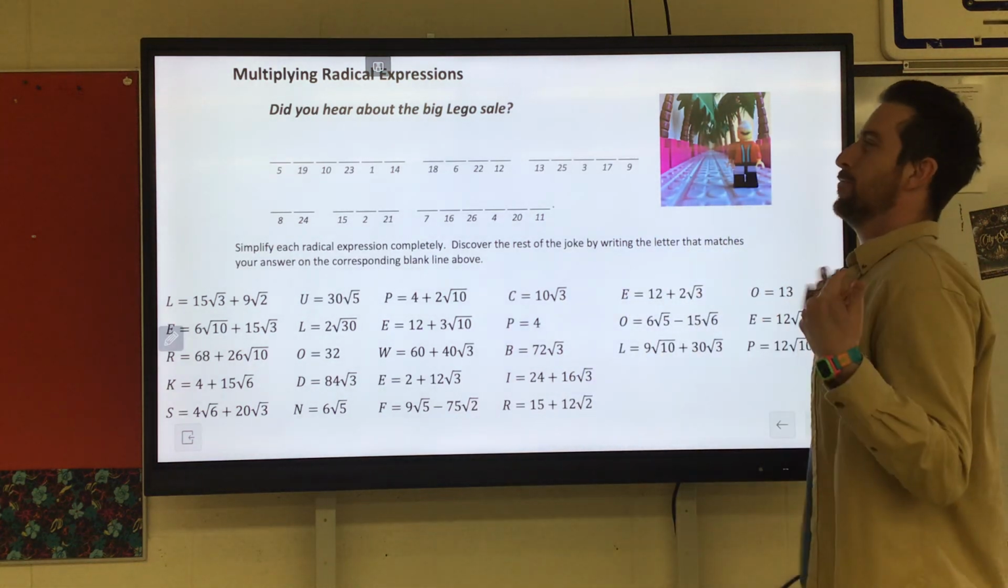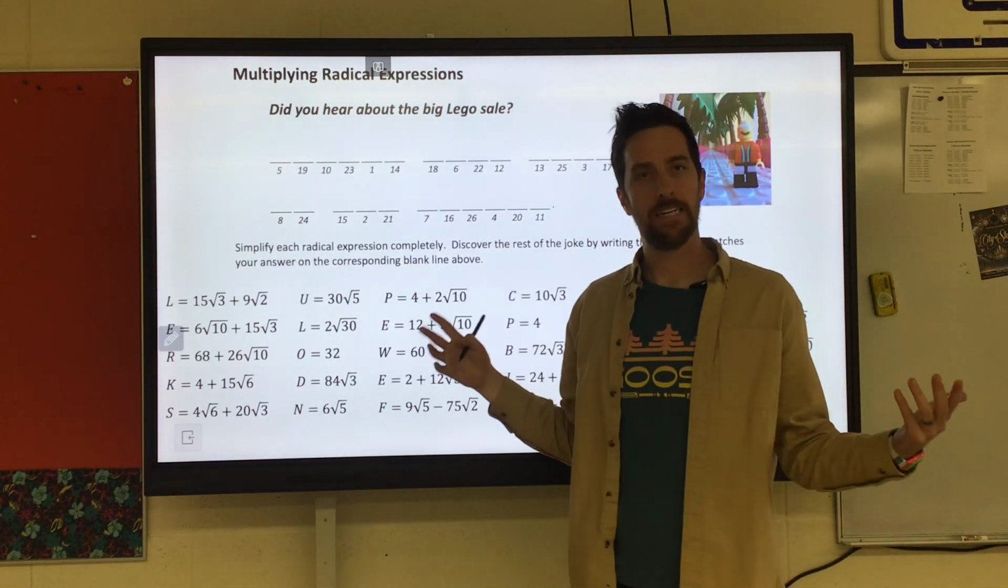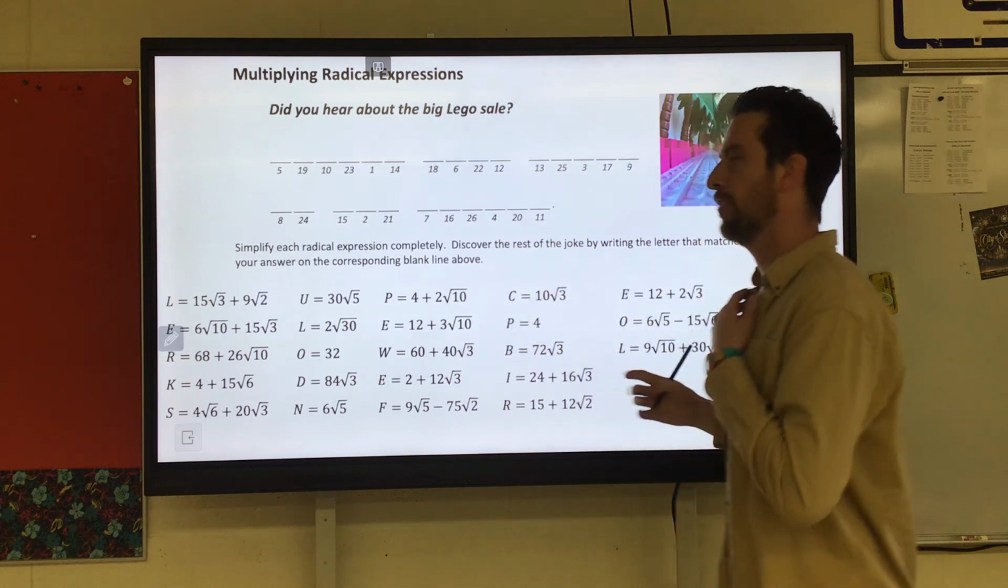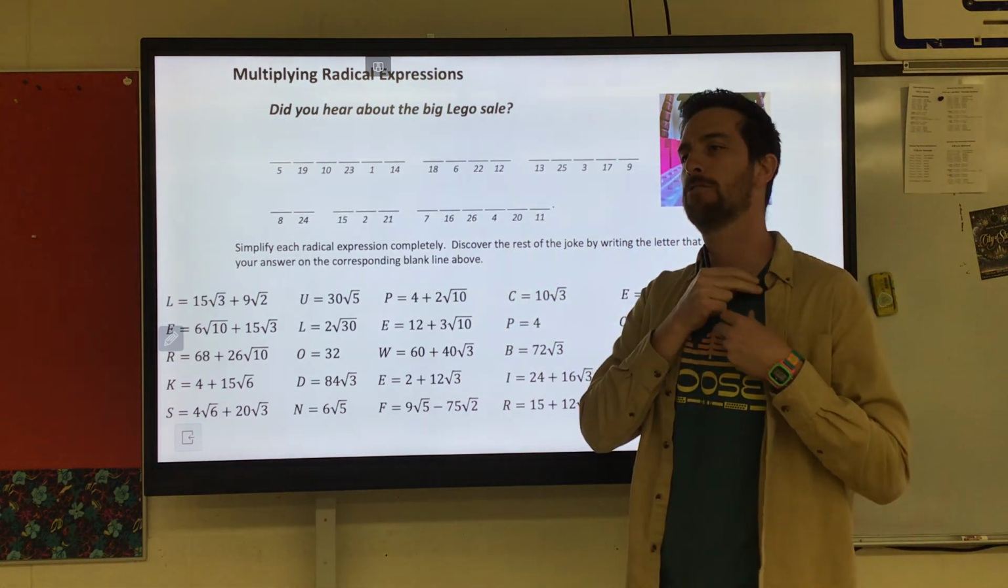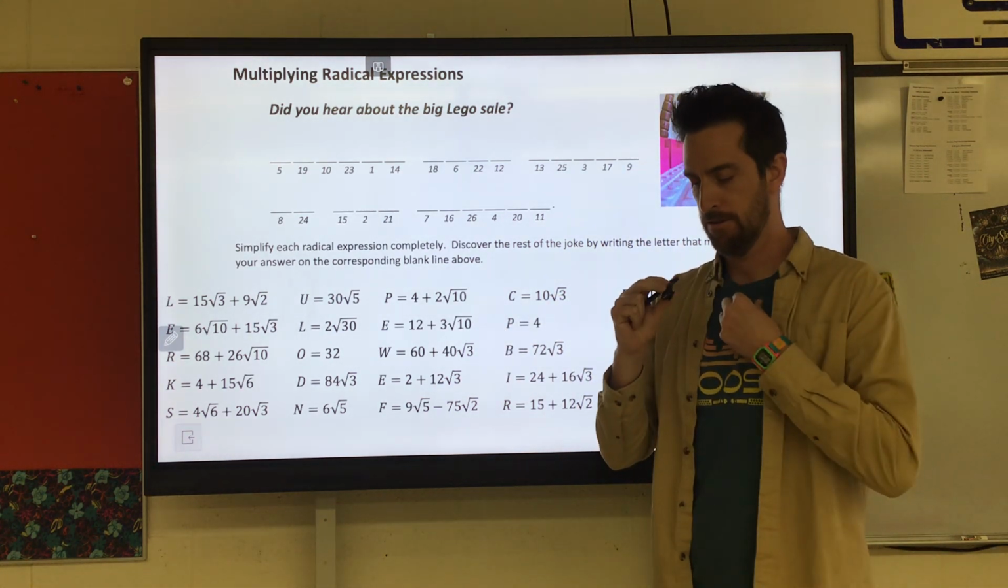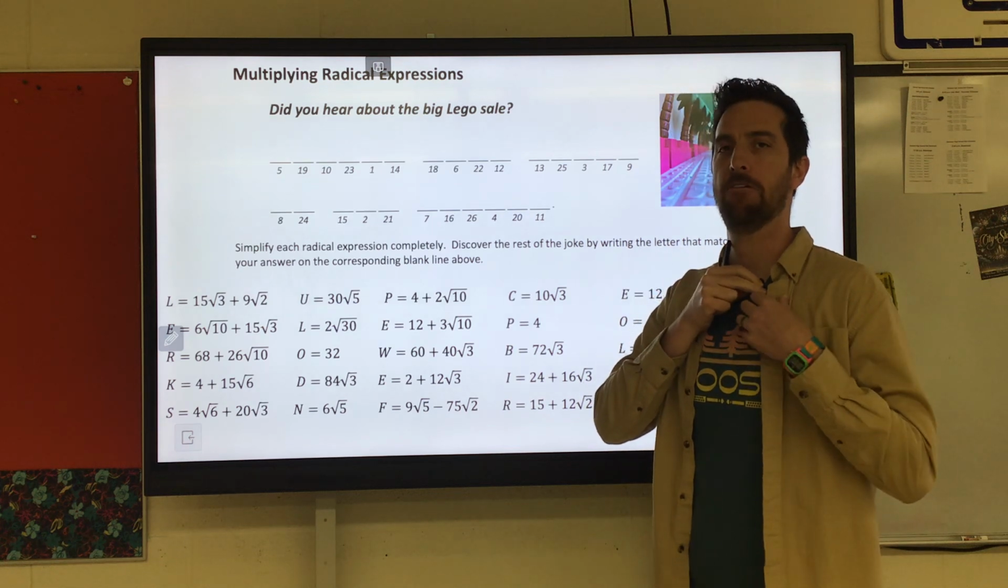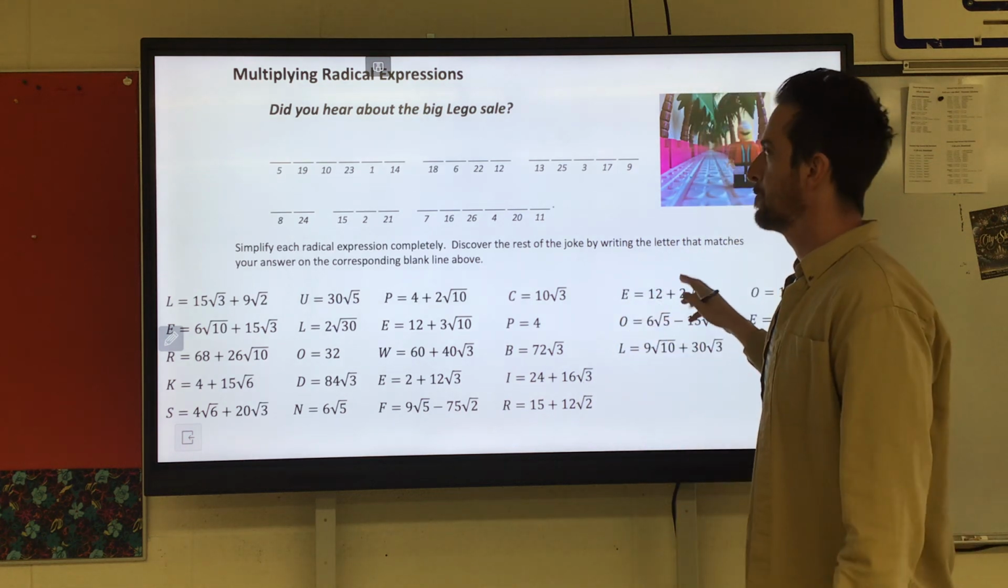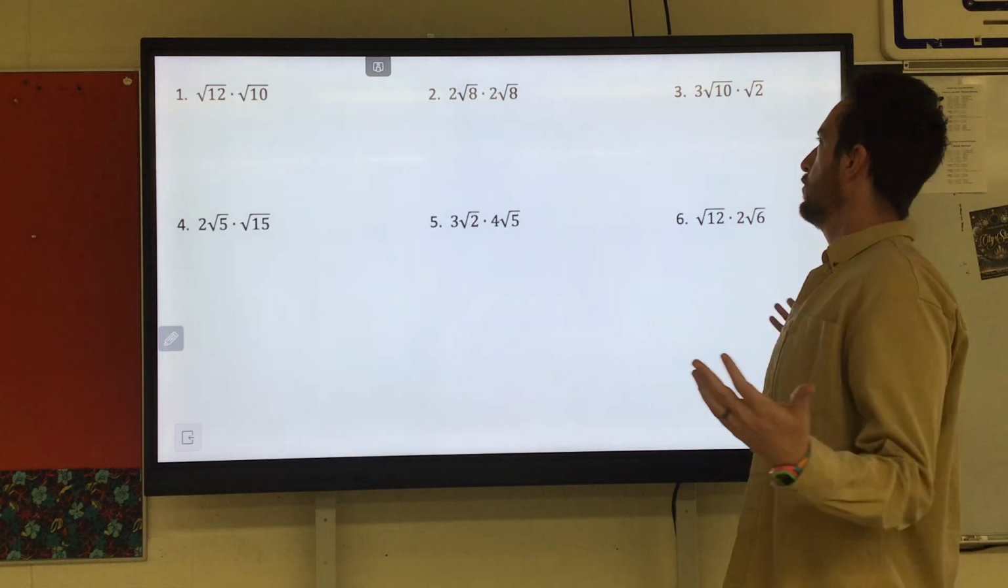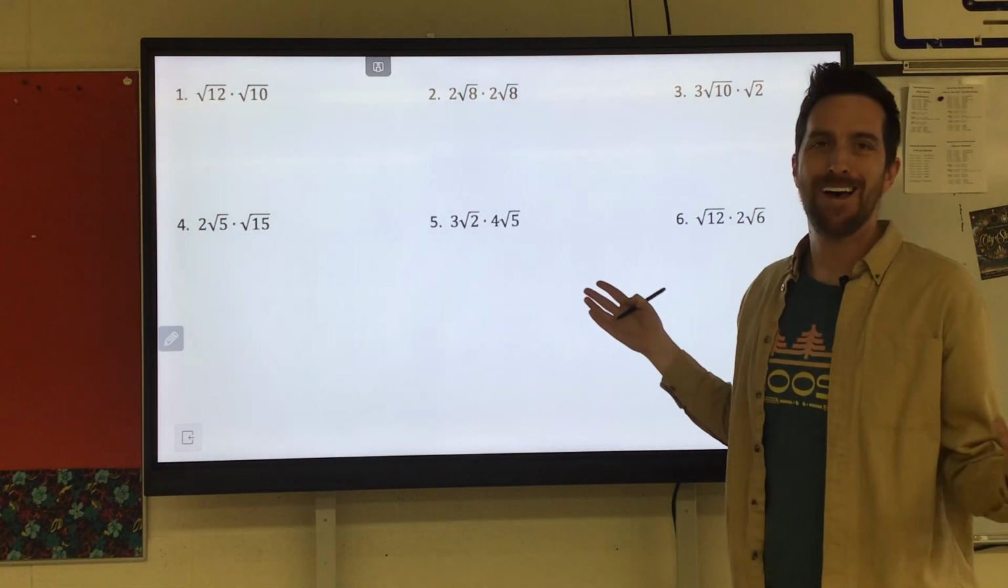Here's what I'm thinking. We should probably go over some of these multiplying radical expression problems. Let me make sure this is on proper. Oh, there we are. Very proper now. What do you say we hit some of the odd ones?